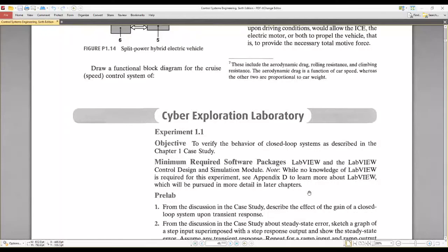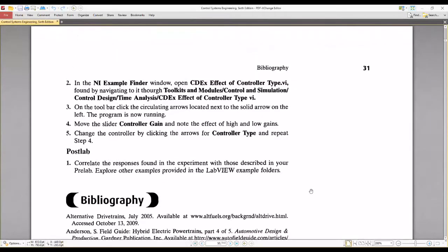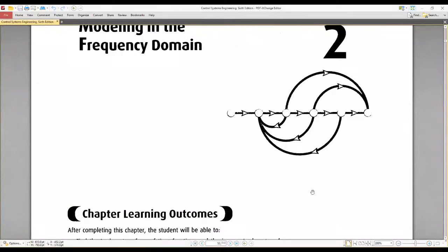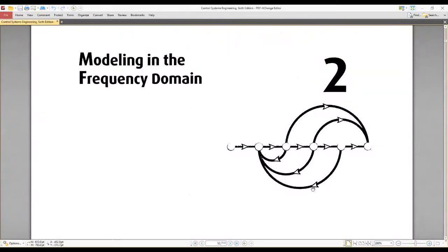Some examples are there. Let's move on to chapter 2, modeling in the frequency domain.